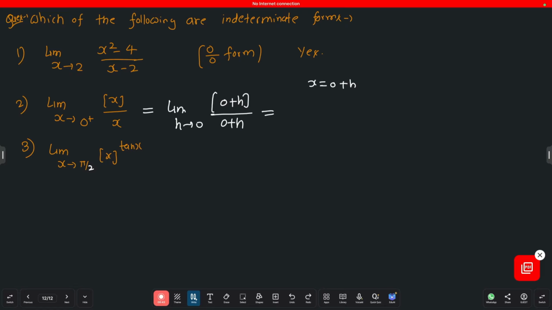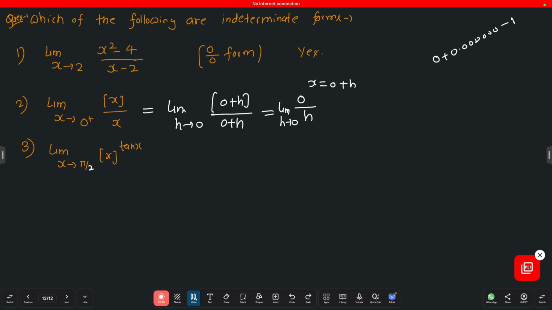Now tell me, what is the greatest integer of 0 plus h? h is not negative, h is a very small positive number, something like 0.000001. Its greatest integer is 0. It means the numerator 0 upon 0 plus h is h, and the limit is still h tending to 0.